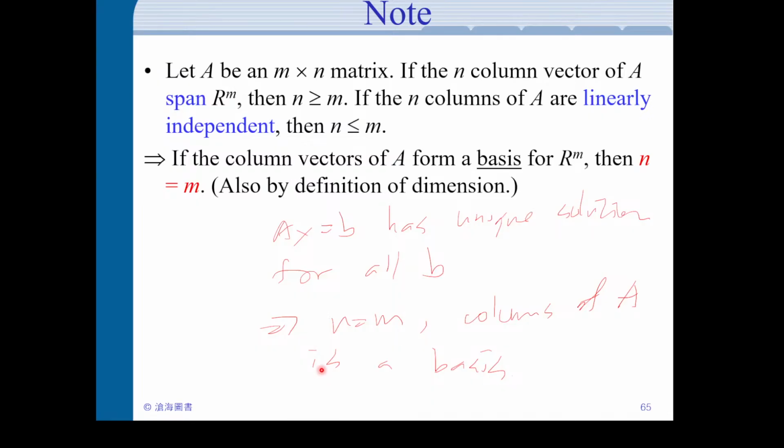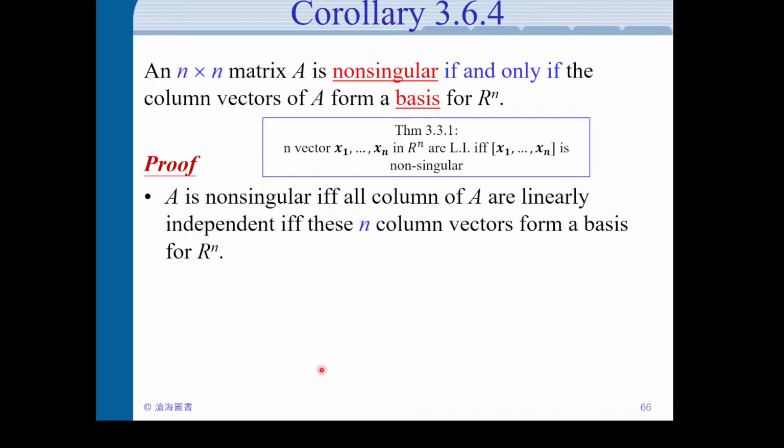Okay, and then I think this is the last theorem about column space. So that's this corollary. Back to an n by n matrix, we say A is non-singular if and only if the columns of A form a basis of Rn. Okay. And this is really fast, so we can just go from our previous theorem 3.3.1. Vectors are linearly independent if and only if your matrix is non-singular.